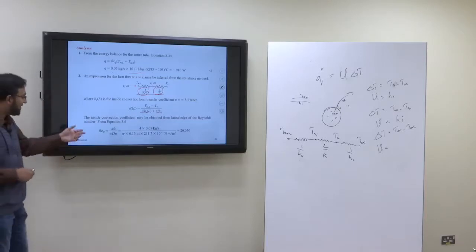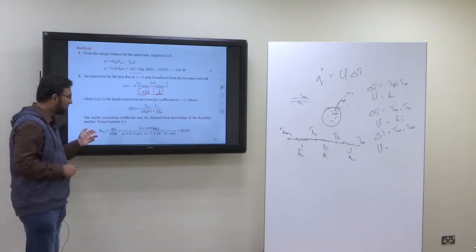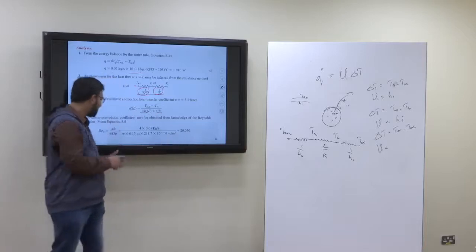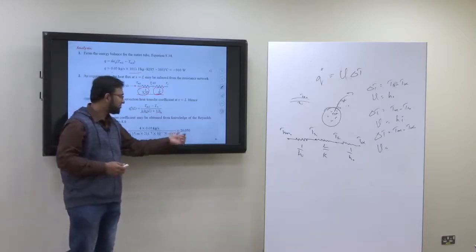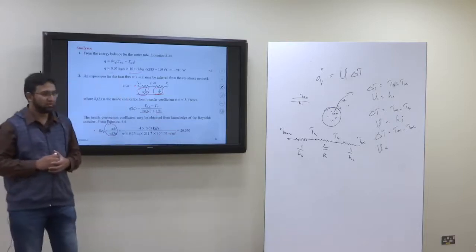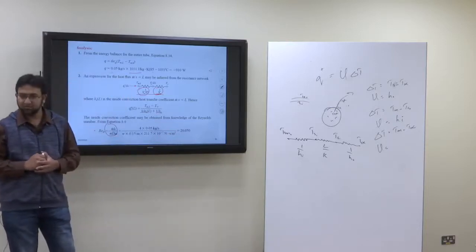So first we determine the Reynolds number. The formula is the same: Reynolds number equals 4 m dot over pi d mu. The Reynolds number comes out to be 20,050. So what do you think? Is it a laminar flow or turbulent flow?